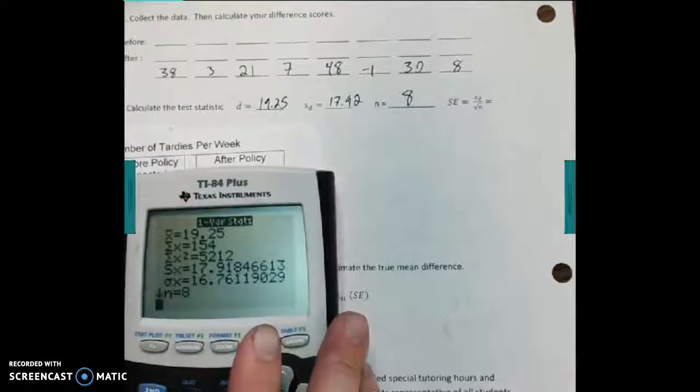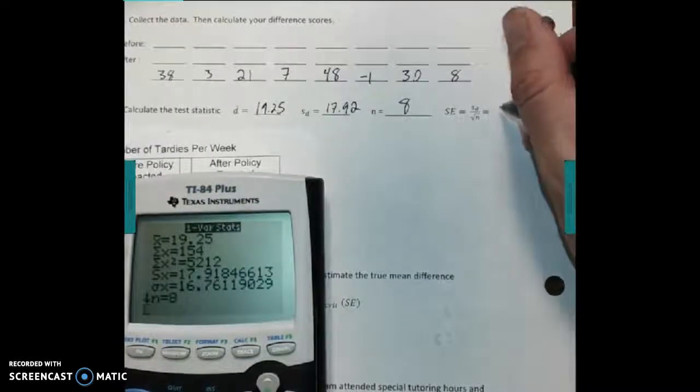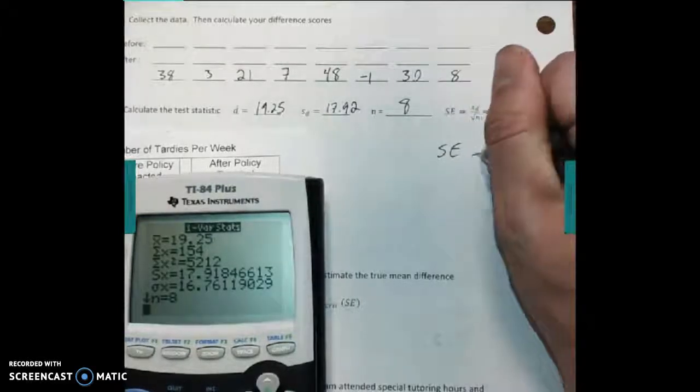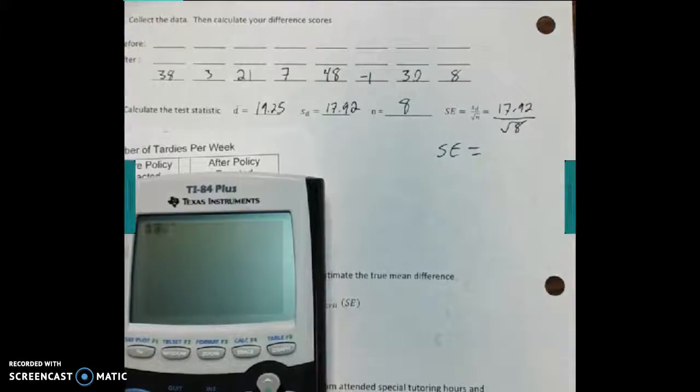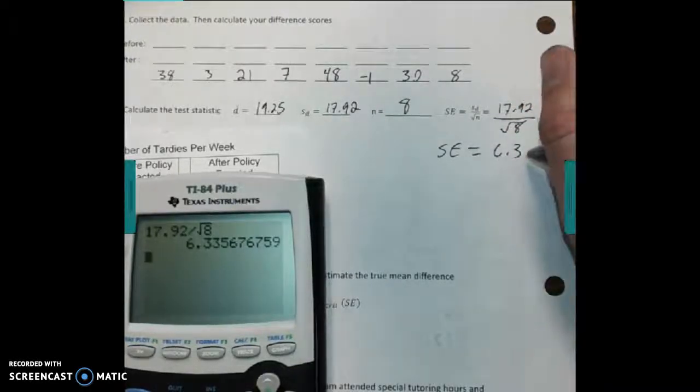I can use that standard deviation to calculate the standard error, which is the standard deviation of 17.92 divided by the square root of n. So my standard error, 17.92 divided by the square root of 8, is 6.34.